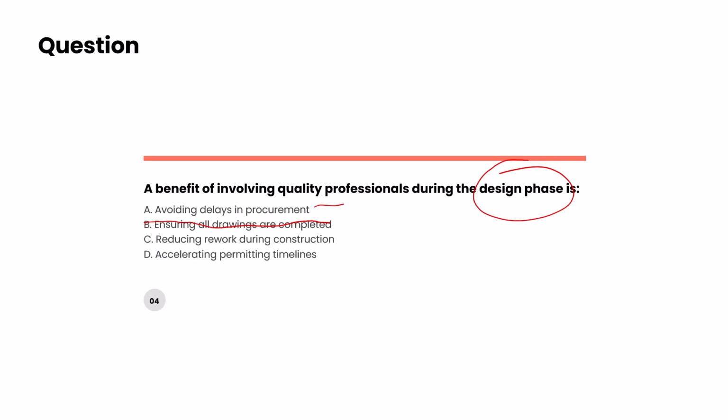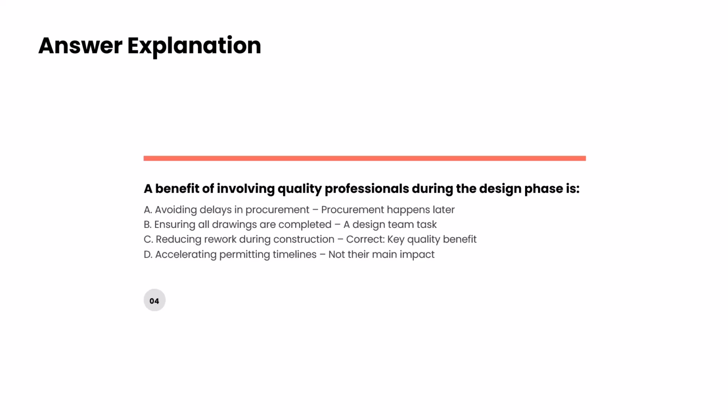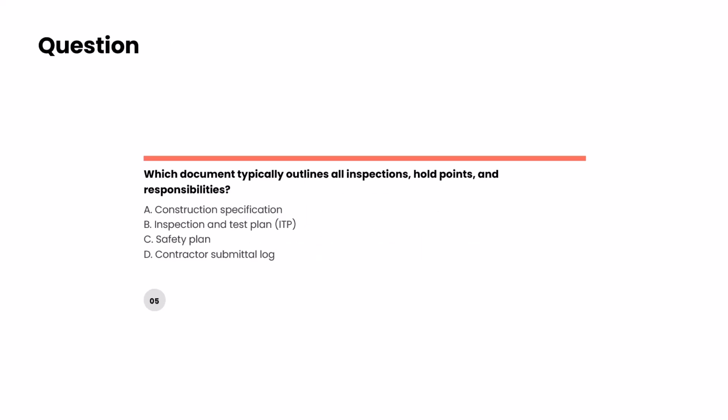Reduce rework during construction, looks good, because all the inputs which the quality professionals will give during the design phase will help in reducing the rework during the construction. Accelerating the permitting timelines? No. But now out of A and C, C looks a better choice. And that's the correct answer.